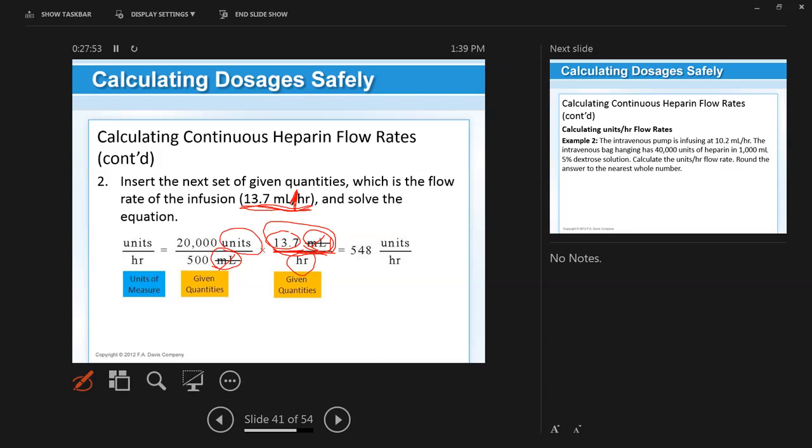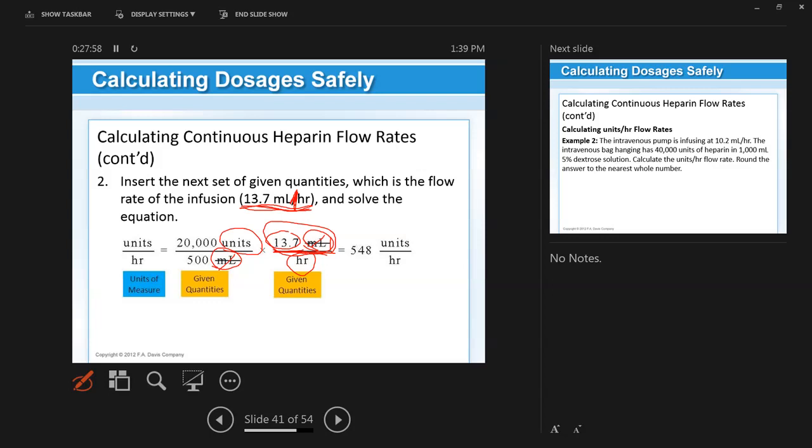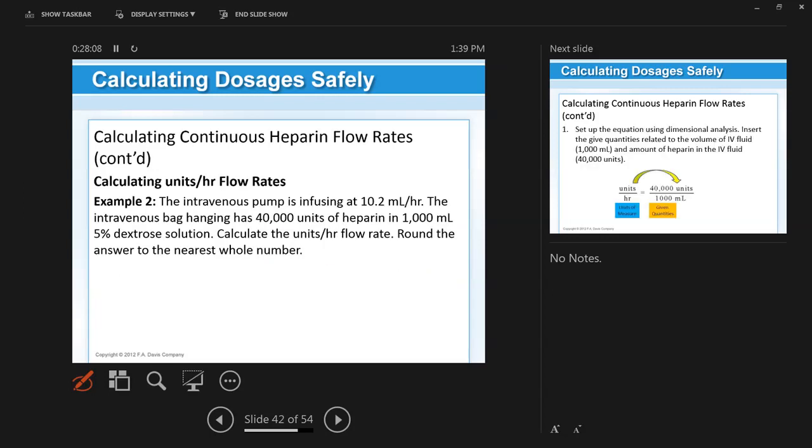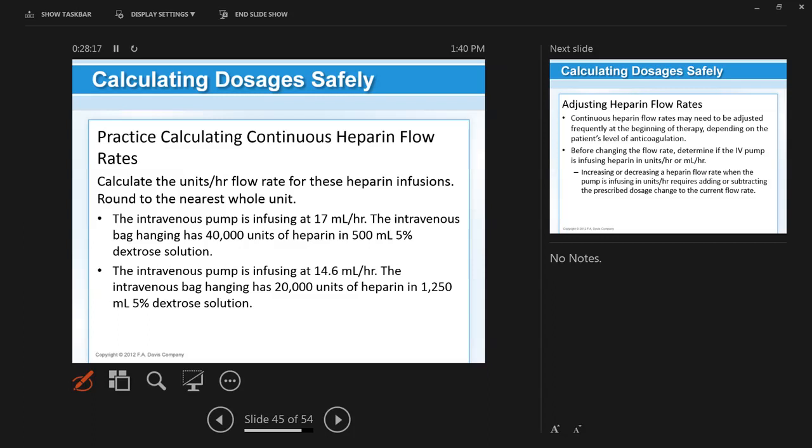We're left with units per hour, just what we wanted. So we would take 20,000 units times 13.7 divided by 500. Your answer to this problem would be 548 units per hour. And there is another example of how you could do a problem like that. And so I'm going to let you do this example too, as well as these examples as ways for you to check and ensure that you would be able to identify how many units per hour are infusing based on what your pump setting is regulated at.